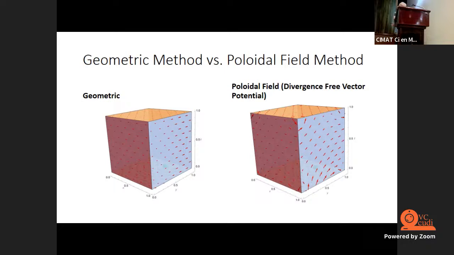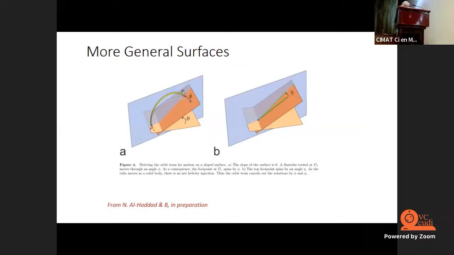Okay, so we can do this for spheres. We could do it for more general surfaces. So here I'm just trying to see how much, if we take your flux rope and rotate it, how much does it rotate on the new plane? Okay. So that gives you something of the orbit turn locally, and then for a surface which is curved, you just integrate the results from this.